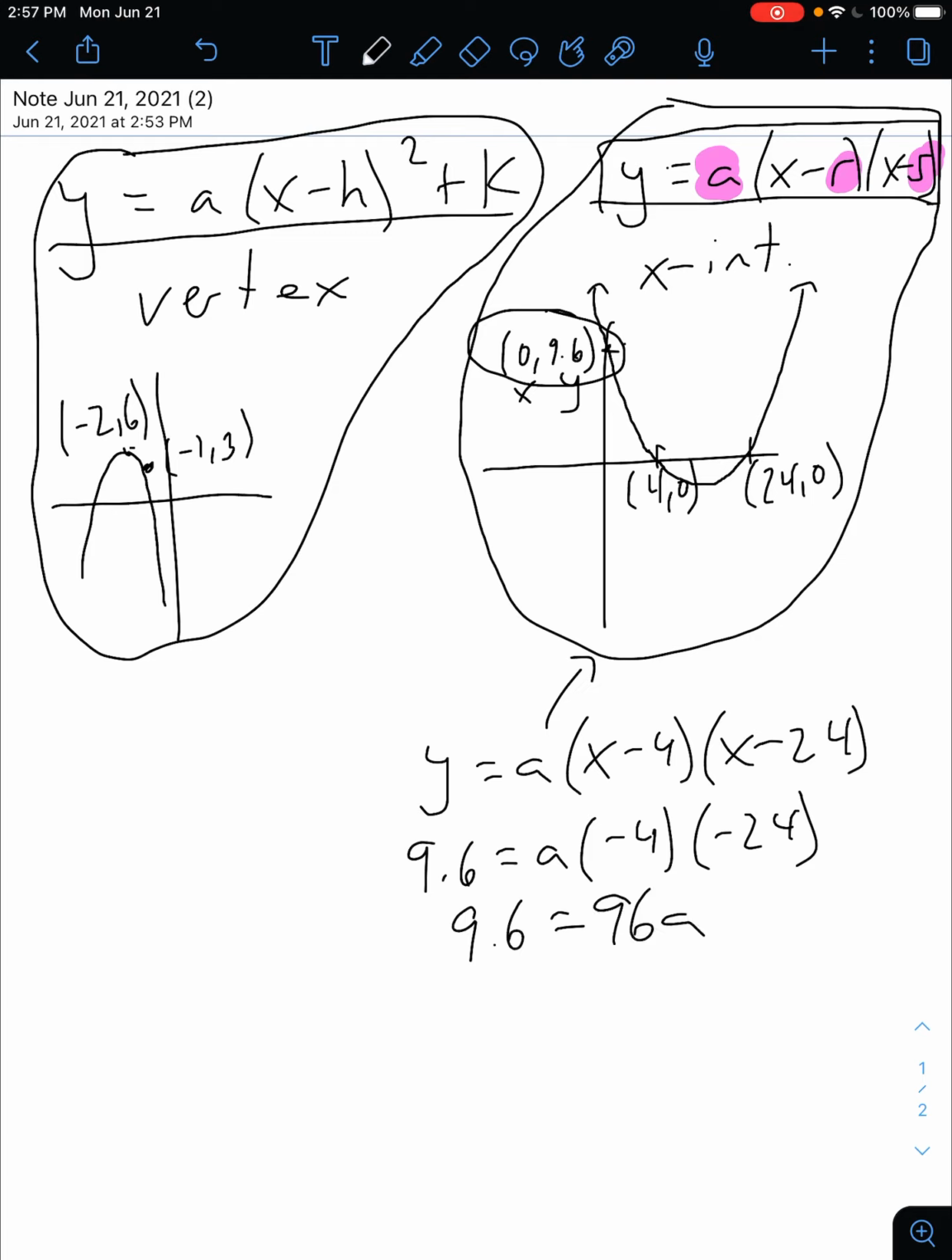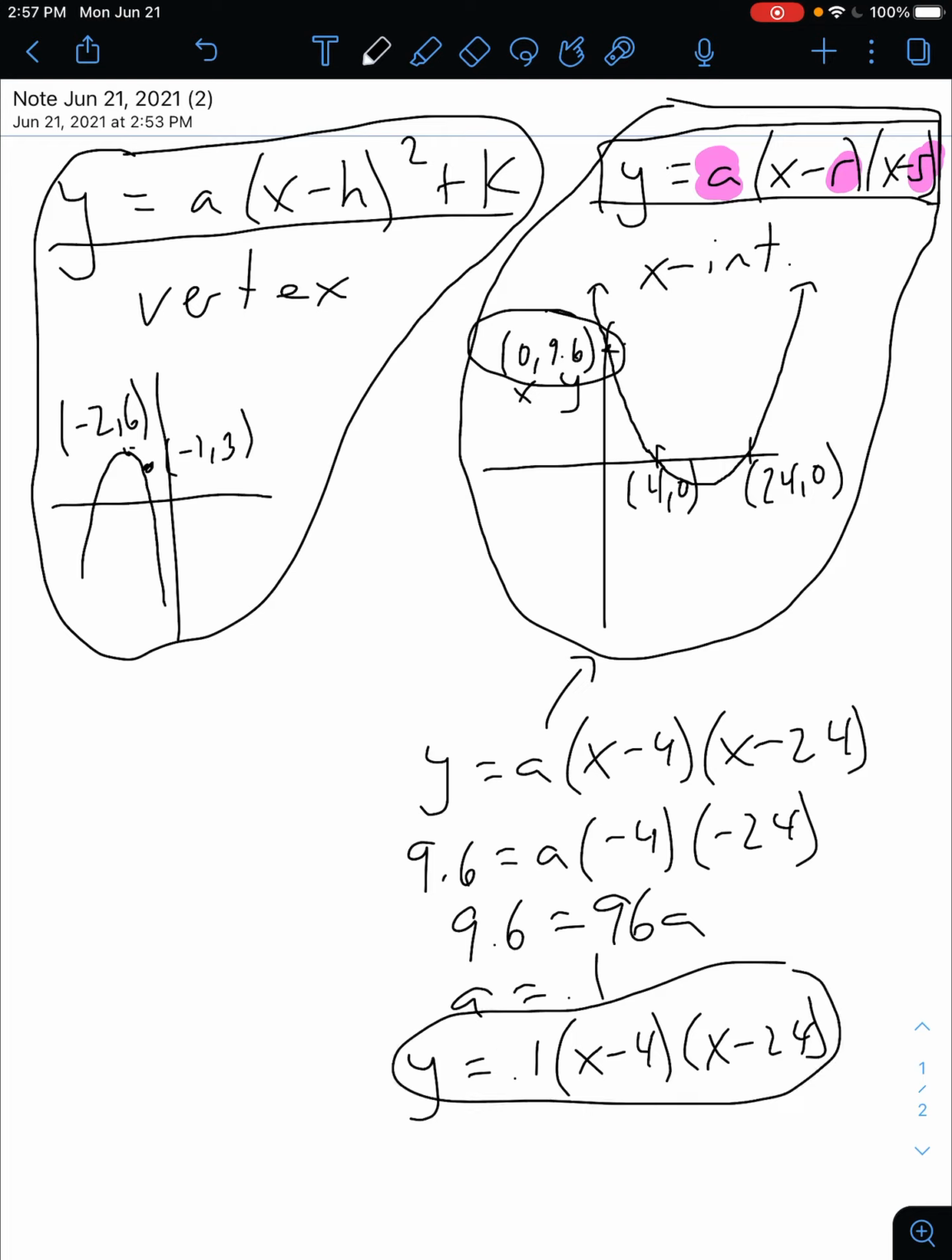And then divide both sides by 96. So 9.6 divided by 96. A is 0.1. So then I have the equation. I can say y equals 0.1 times x minus 4, x minus 24. And there's my equation. So I'm using my two x-intercepts for R and S, and then I use the other point to find the A value.